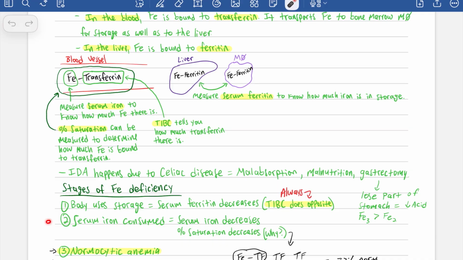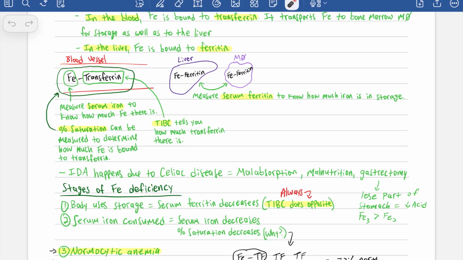It's going to increase in this case. Then the second stage of iron deficiency anemia is your serum iron being consumed. So now we've used up our storage. Now we're using everything that we have available that's attached to transferrin. So now our serum iron decreases, and we can expect our percent saturation to decrease, which, if we remember, is the measure of how much iron is bound to transferrin.